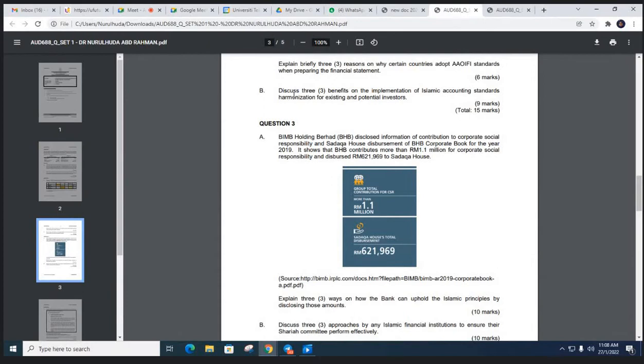Consistency, reduce audit cost, auditing efficiency increase, reduce trade barrier. Okay, so 3 benefits. The explanation should have 3 points, so 3 times 3 should be 9 marks.